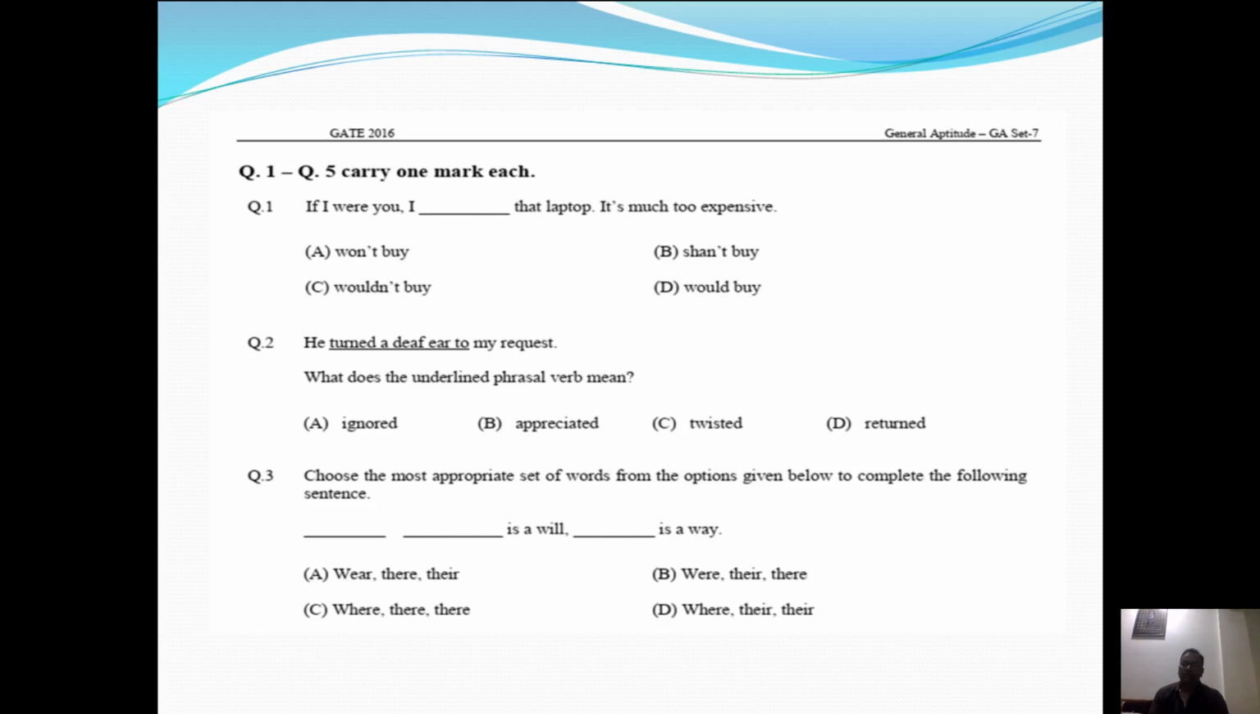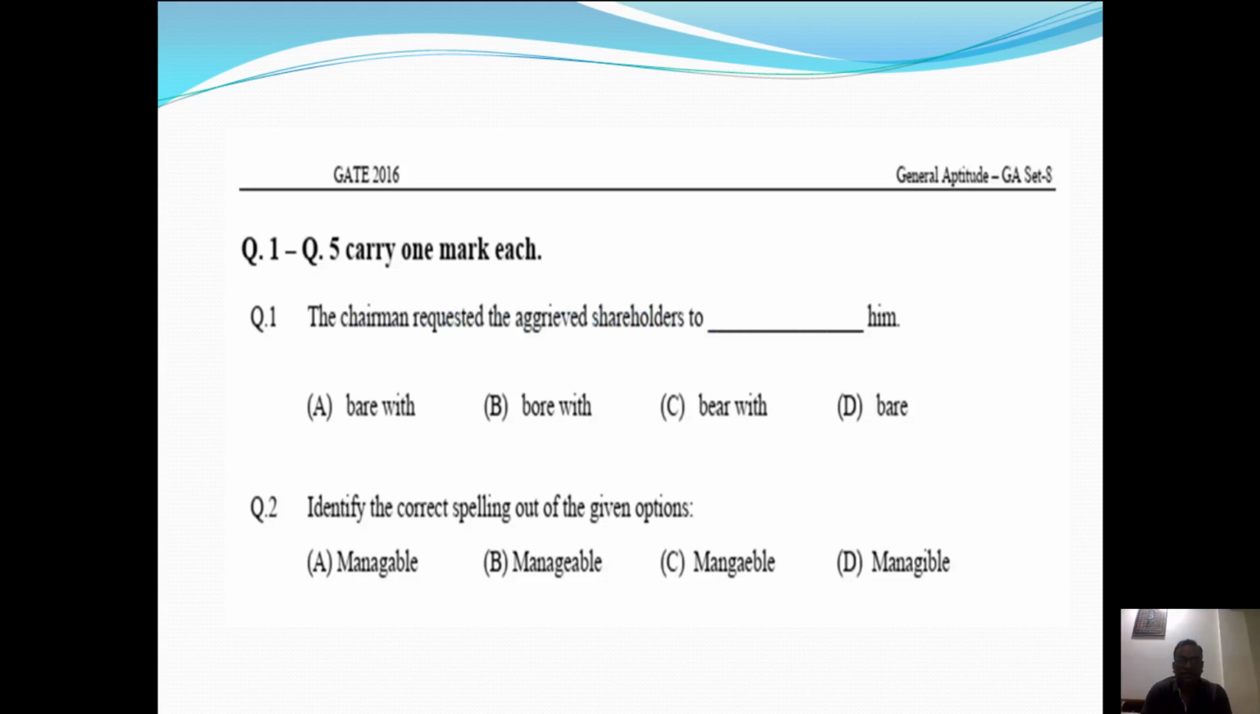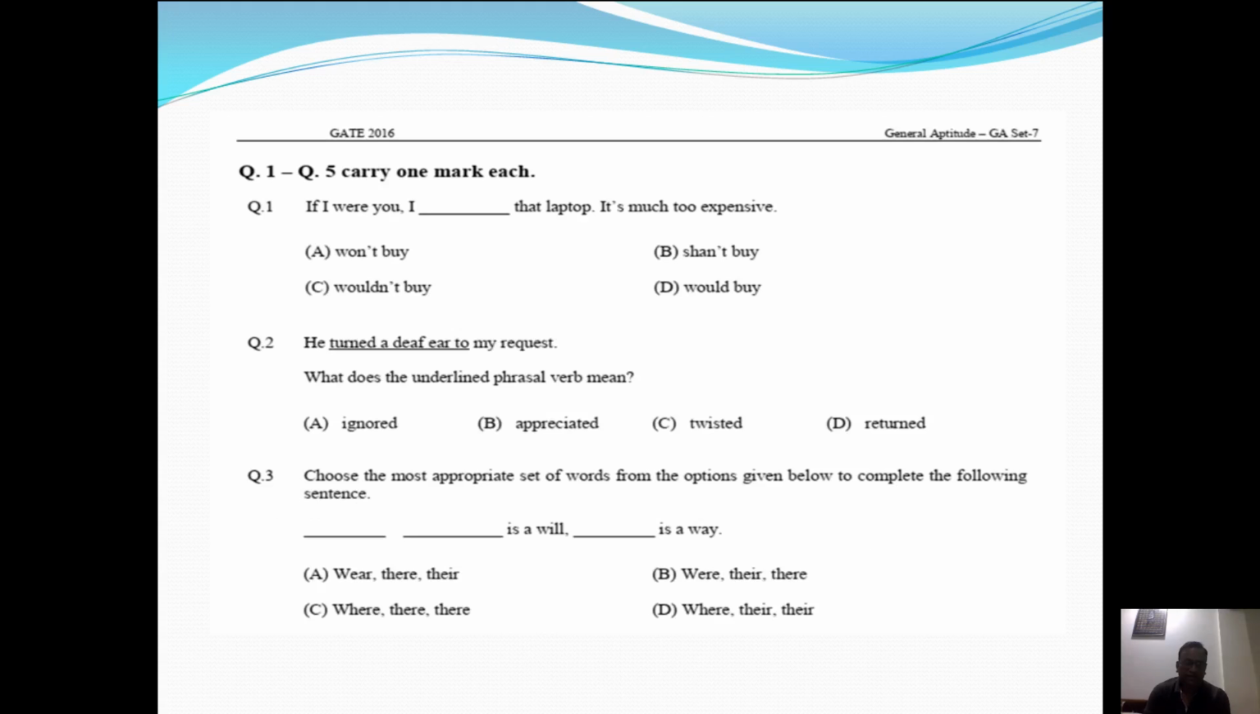This is the way to learn subject-verb common error examples that are asked in the examination. If you learn gradually, you will develop by practicing. That's why I have given these slides as assignments. It is directly from the question paper. This particular slide was from GATE 2016 set 8, and this one from set 7 of the same year's paper. Such kinds of questions are being asked in this examination, so you will have to practice such examples.